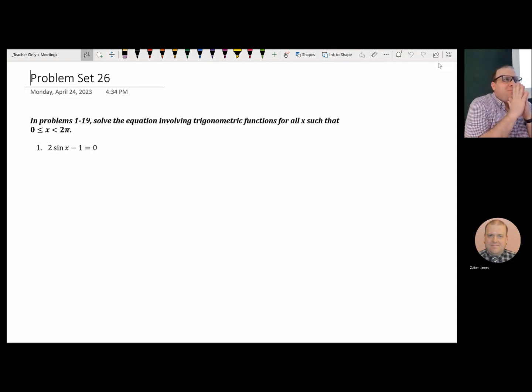Trig equations. Unlike other equations that we've solved, where, like for polynomials, you could have multiple solutions, but they were finite. Right? Logarithmic, you could have multiple solutions, but it was still a finite number. Same thing with exponential. Right? All of the equations we've looked at so far had a finite number of solutions.